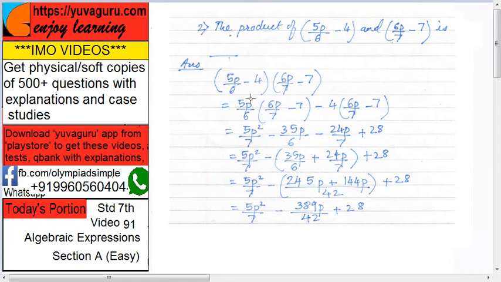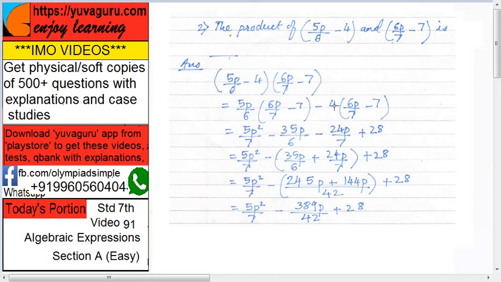So 5p upon 6 into this bracket as it is, then minus 4 into this bracket, minus 4 into 6p upon 7 minus 7. Now solve this. Open this bracket, 5 6s are 30. Now here many things get cancelled, 6 6. So 5 into p is 5p square upon 7, minus 7 5s is 35p upon 6. Okay, now this bracket is done.